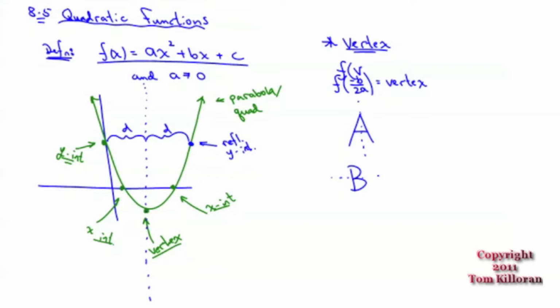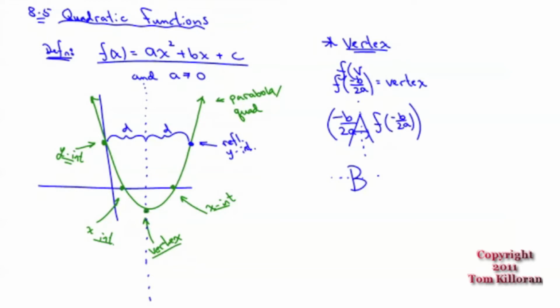F of negative b over 2a is the vertex. What's neat about writing it this way is this is actually a coordinate. The x-coordinate is? Negative b over 2a. And the y-coordinate is? F of negative b over 2a.